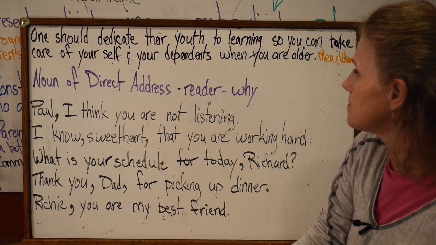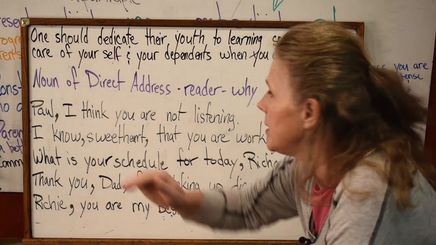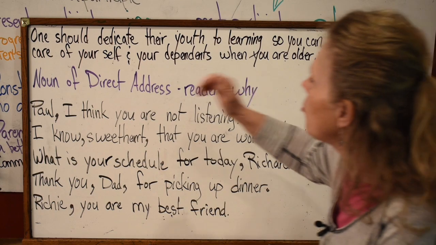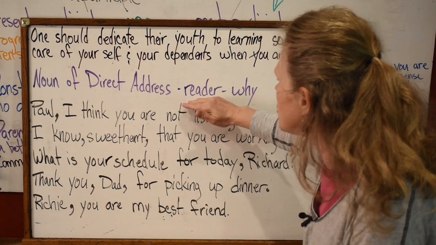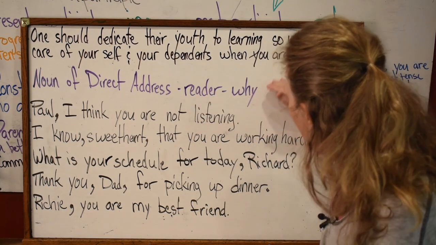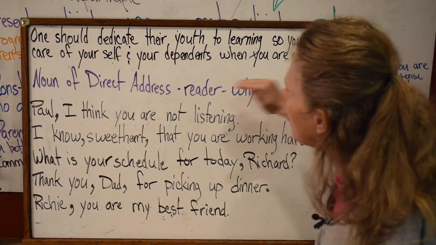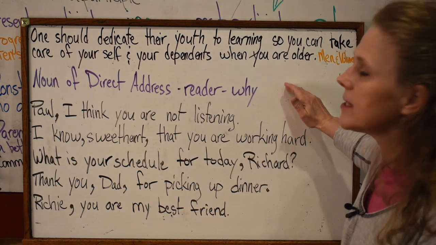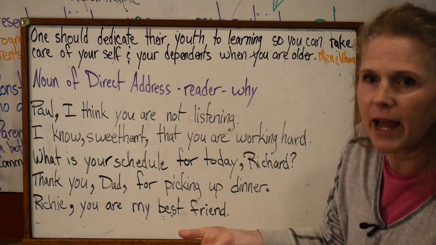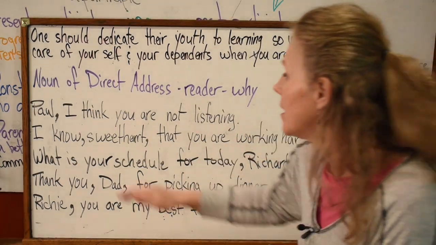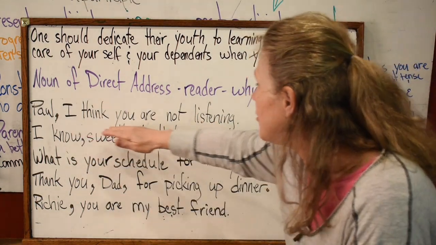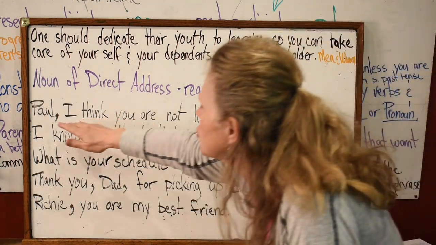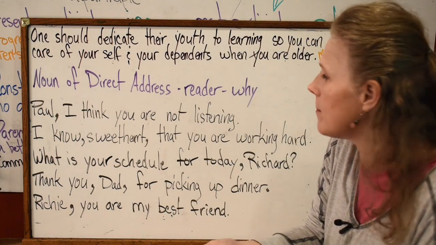Now we're going to talk about a noun of a direct address. So, noun of a direct address, these take commas. It helps your reader understand why. Why do we need to know what a noun of a direct address is? Because it helps us understand our commas. Paul, comma, I'm addressing Paul. I think you're not listening. So I'm addressing him, so it takes the comma.